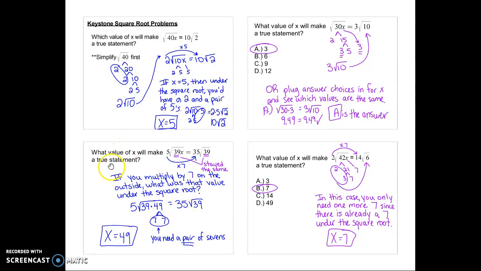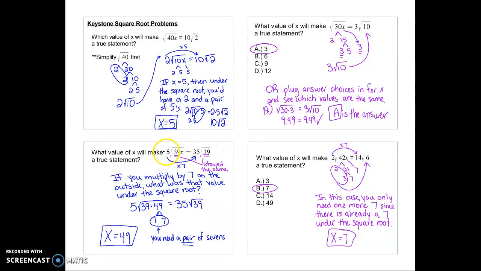Now in this example here, we want to know what value of x will make this a true statement. So 5 times the square root of 39x equals 35 times the square root of 39. Okay, so I need to again figure out what value of x is going to make all of this true. Best thing you can do with these, you're going to have to compare 2 different values. You're going to have to compare your outside numbers, and then you're going to have to compare your inside numbers.